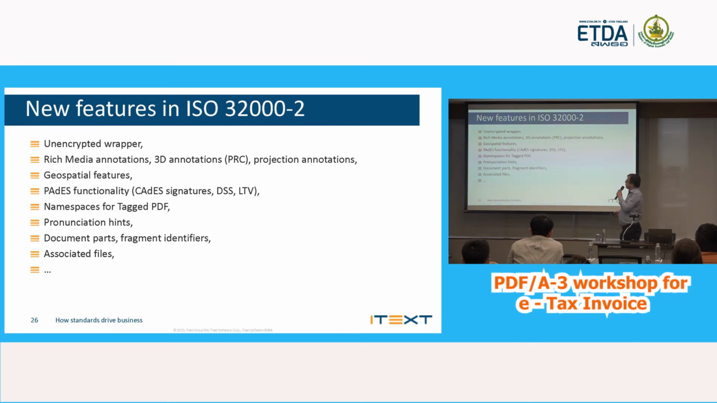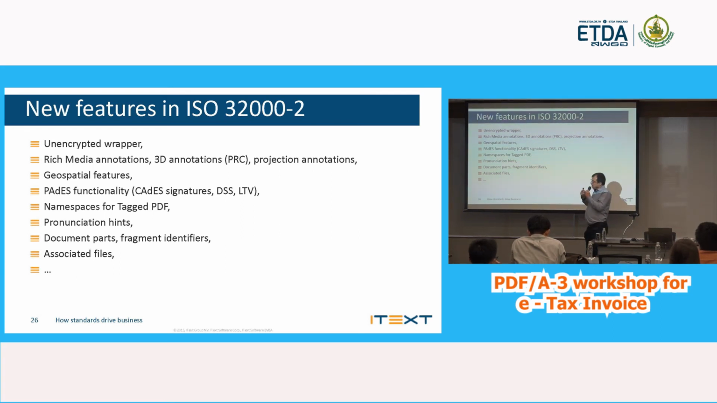And then some new features, like geospatial. You can now add coordinates. If your PDF is a map, you can add a coordinate system so that you have, for instance, a longitude and a latitude. We added pronunciation hints so that when it's read out loud, you have in English potato, potato, tomato, tomato, but now you can add exactly how it should be pronounced.